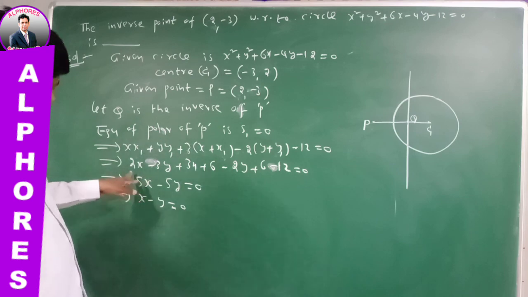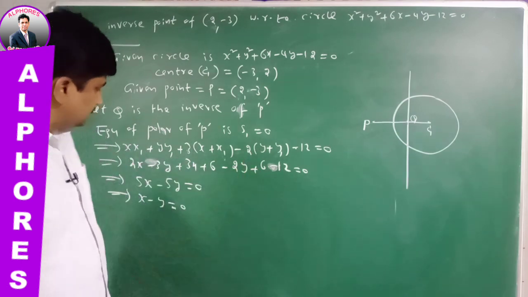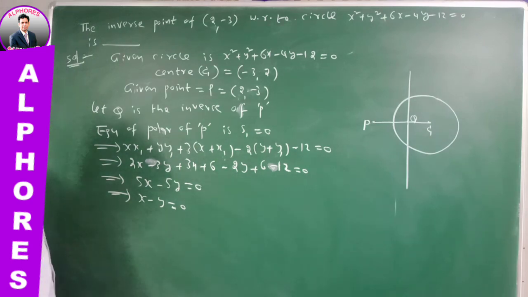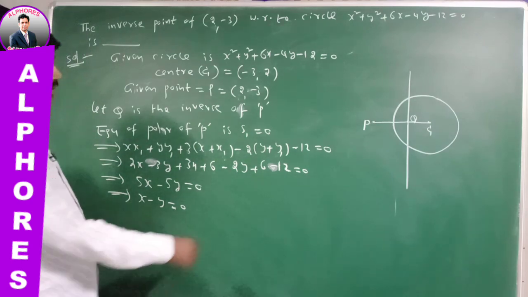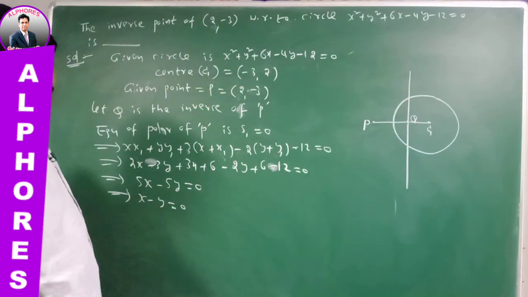Now here 2x plus 3x is 5x, minus 5y, here the constant is 0. So x minus y equal to 0. Okay, here the point Q lies on the line x minus y equal to 0.